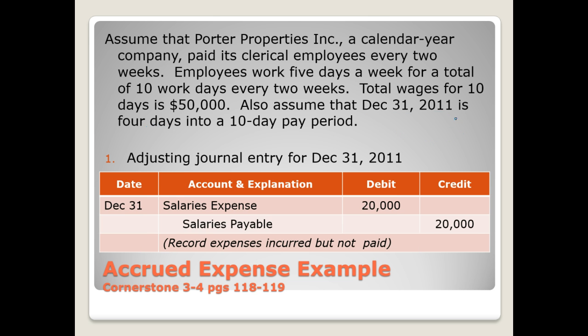So let's check that out. On December 31st, salaries expense needed to be increased, which is a debit, by $20,000. But they weren't actually paid for. No cash had actually changed hands. So that means as of December 31st, there was also a payable, which is a liability, on the books for $20,000, and that would be a credit entry. And we've got a memo to that.